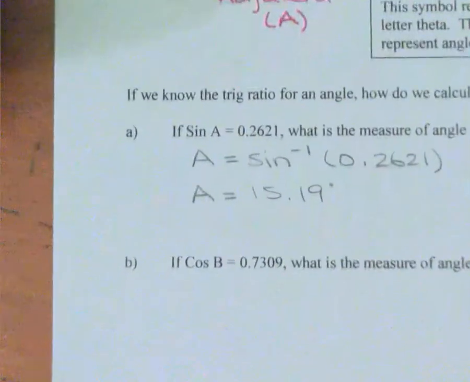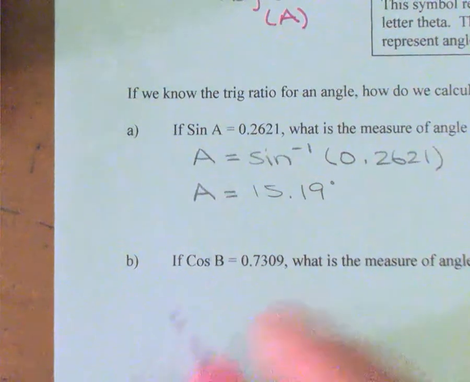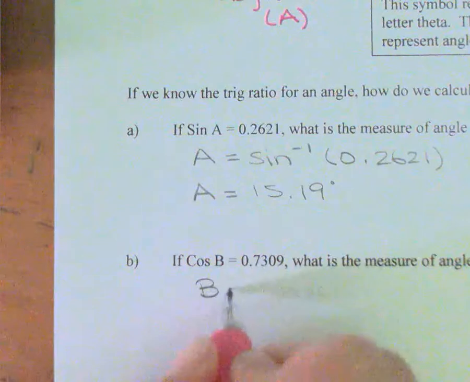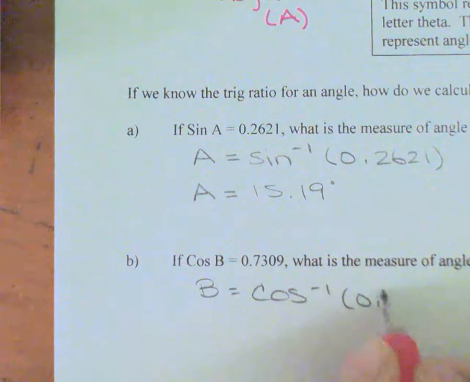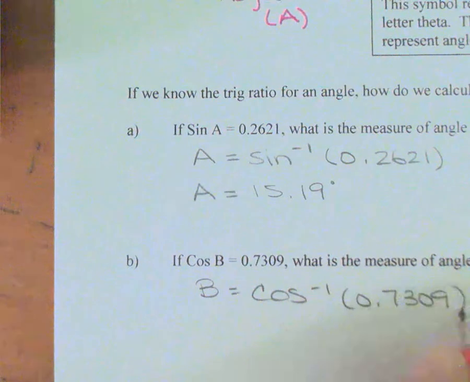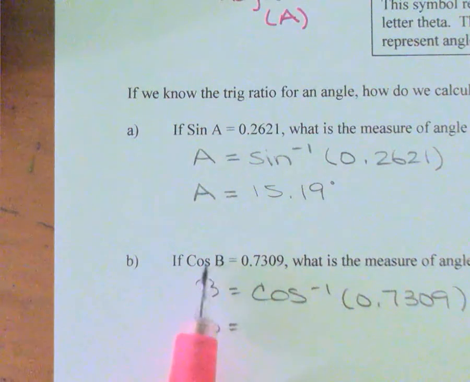Let's try it with cos now. So I use B as the angle in this case. So I'm going to say that B is equal to cos inverse of 0.7309. I'm going to close the brackets because again in this case I'm looking for the angle. The angle is the thing sitting next to the trig ratio.